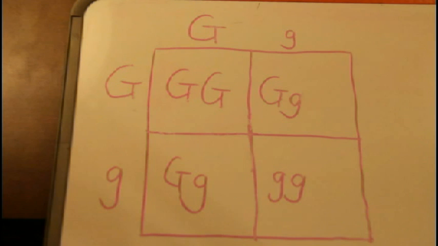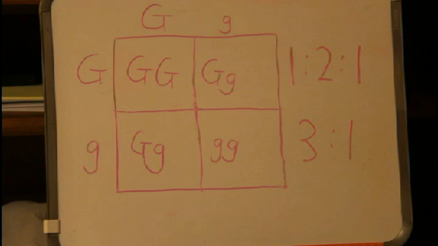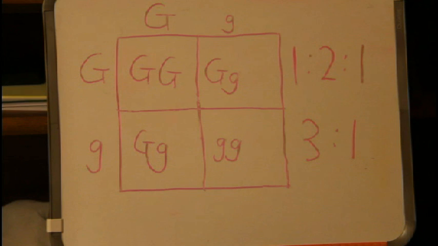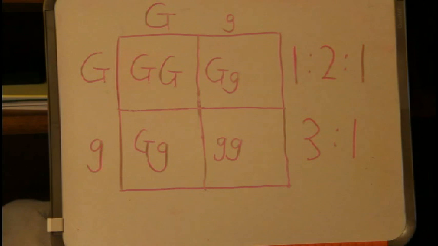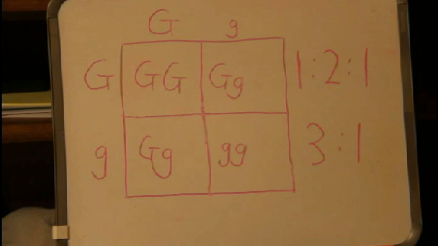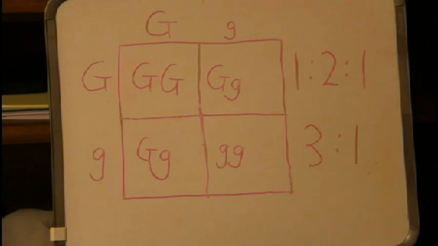Let's talk about genotypic and phenotypic ratio. Genotypic ratio is the ratio of the number of homozygous dominant to heterozygous to homozygous recessive, which is 1 to 2 to 1. Phenotypic ratio is the same, except it's for the phenotype, which is the number of dominant expressing offspring to the number of recessive expressing offspring, which is 3 to 1.